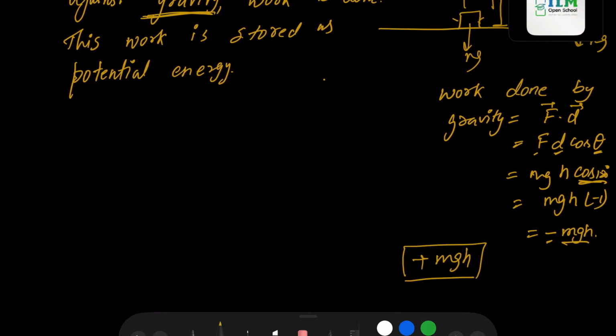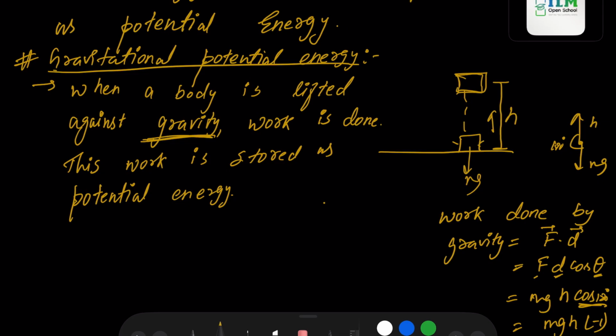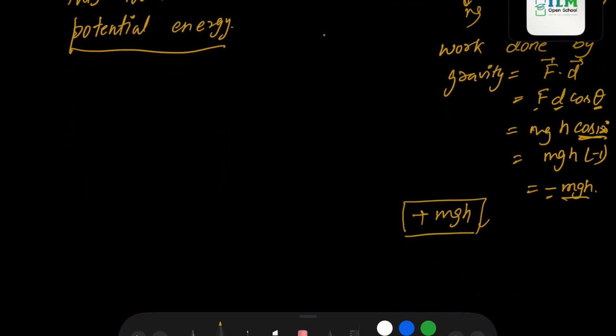And this work that I have done is stored in this block as potential energy. So the value of this potential energy and this will be the same. That's why we come to the formula: potential energy is equal to mgh. And this is gravitational potential energy.